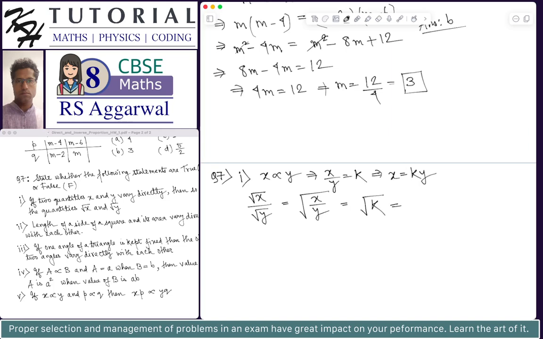If k is a constant, then root of k is also a constant. It will be a different constant, but it is a constant. So we can say that root x and root y are also in direct variation, because we have found that the ratio of root x and root y is a constant k1, which is equal to root over k, where k we have assumed to be the constant of proportionality between the quantities x and y. So this is a true statement.